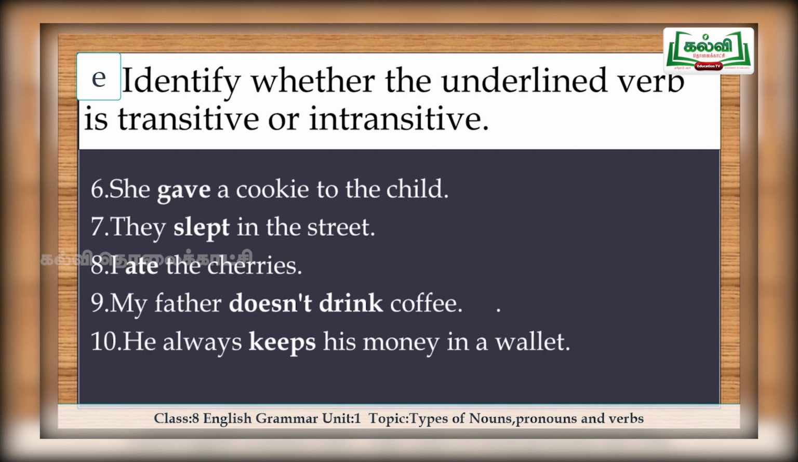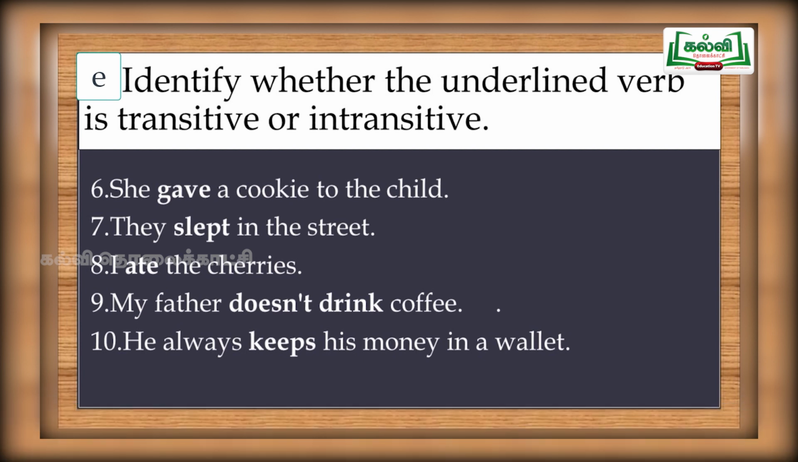So number 6, she gave a cookie to the child. So gave is the verb. They slept in the street. So you want to identify whether slept is transitive or intransitive. And number 8 is I ate the cherries. So ate is the verb here and it is followed by cherries. So check the following part.